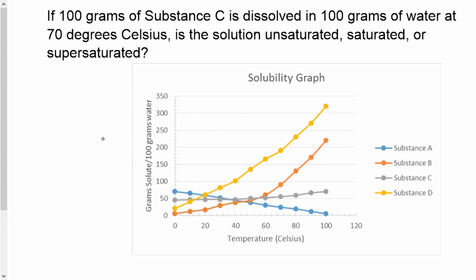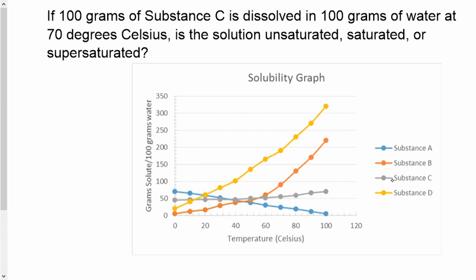If 100 grams of substance C is dissolved in 100 grams of water at 70 degrees Celsius, is the solution unsaturated, which means it contains less than what's expected, saturated, which means it contains exactly what's expected according to the graph, or supersaturated, which is above what's expected on the graph? Okay, I'll pause the video and try it, and then we'll see how you did. All right, let's see how you did.